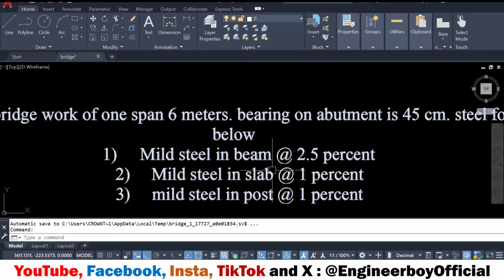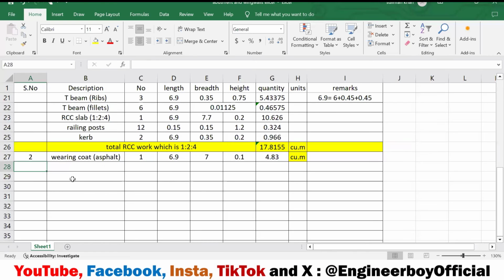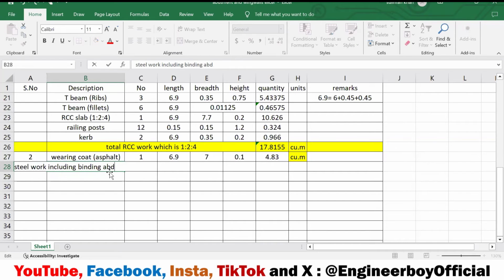That's your work then. This time, let's say in the same Excel sheet, I'm going to say number 3, and I'll say steel work. Steel work is actually in different elements, and I'm going to say steel work including binding and fixing. Very simple.